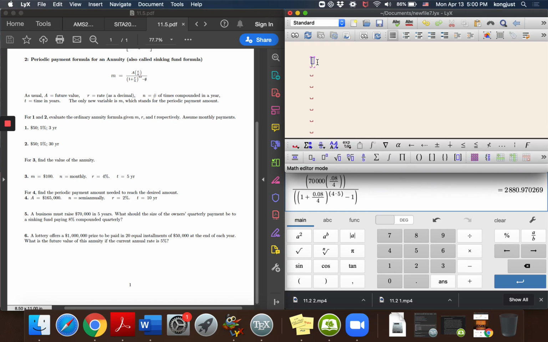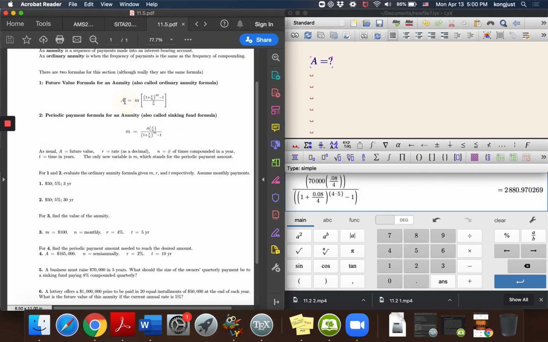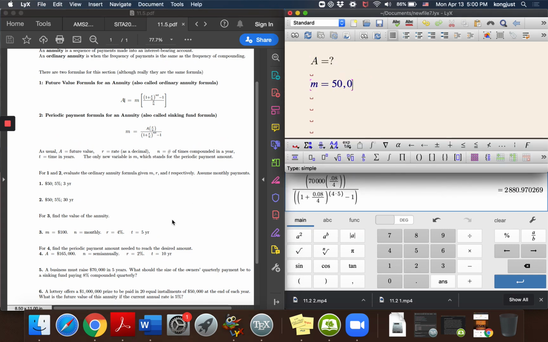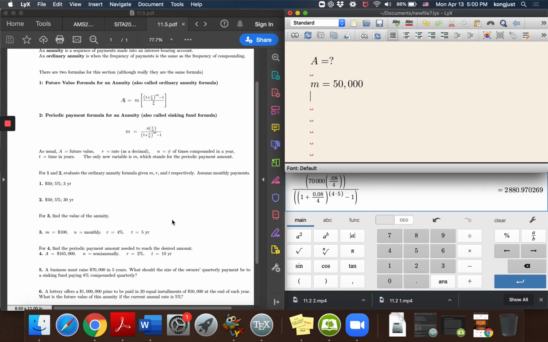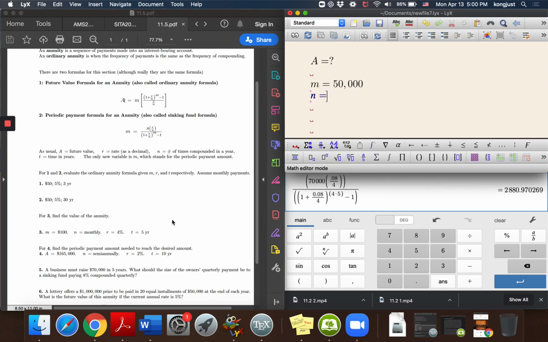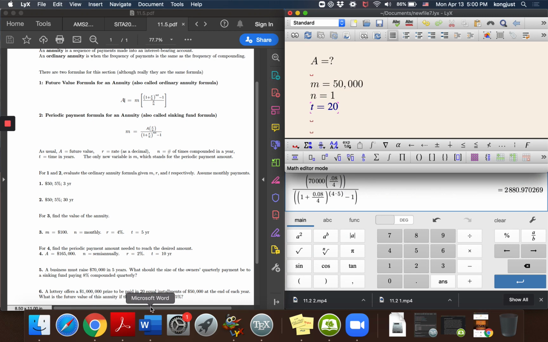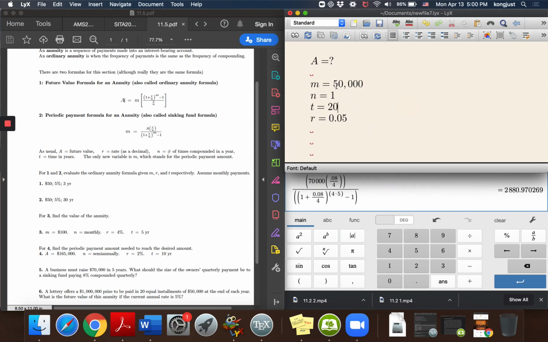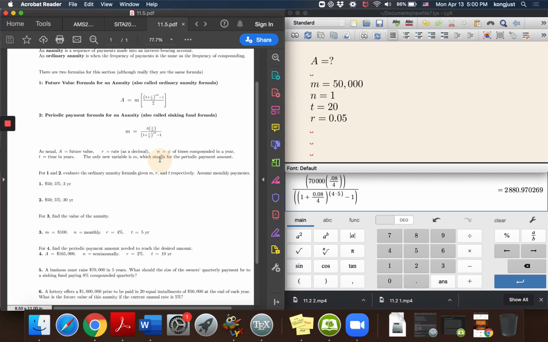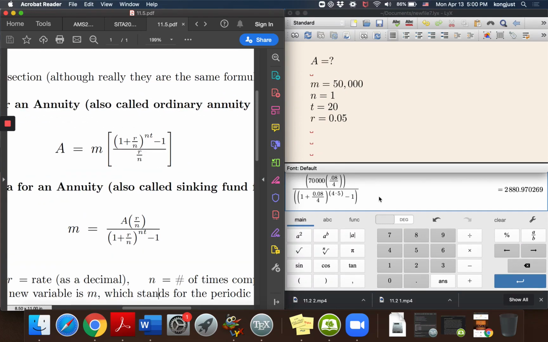So what do we know? We don't know A, right? We want to know the end result of the annuity. So A is what we're trying to figure out. That means we're going to be using this formula here, the one that solves for A. What we do know is M. We know M is equal to 50,000. And we know it's at the end of each year, so that means N is equal to 1, once per year. T is the number of years, which is 20, because it says 20 equal installments. And then R is the interest rate, 0.05. All right, so I have all my values collected. I'm just going to stick those things into this formula here, the top one, and let's see what pops out.